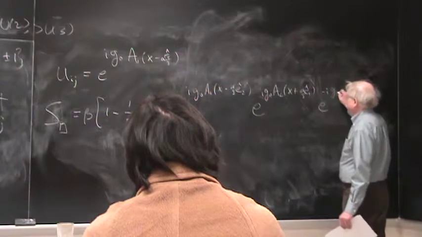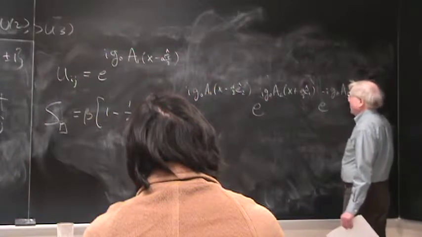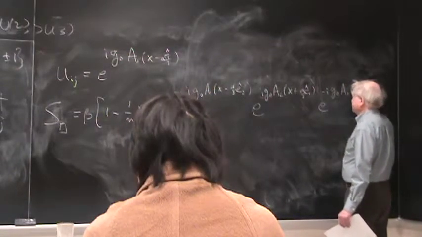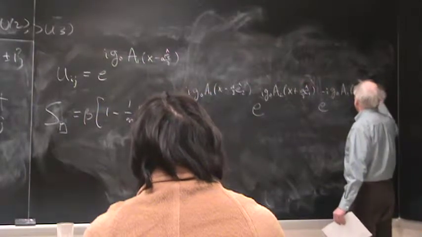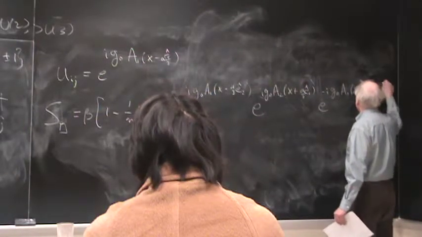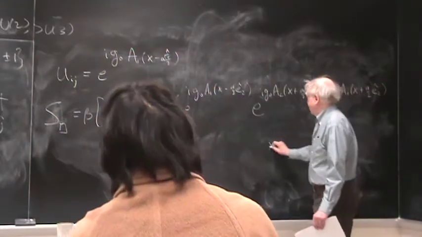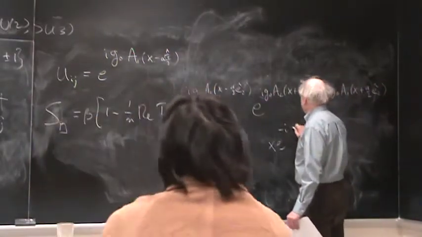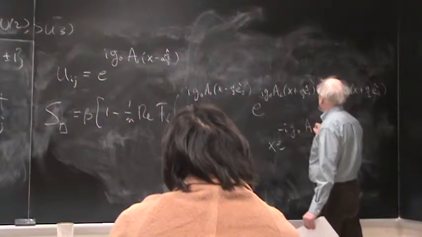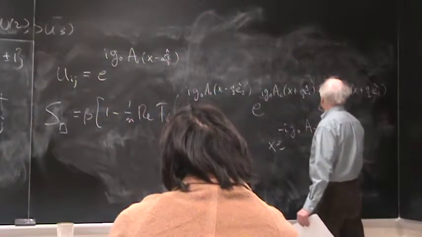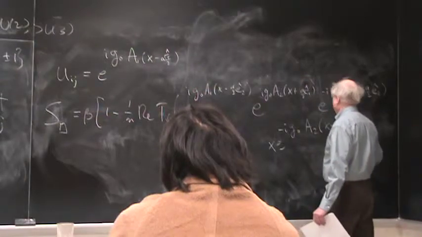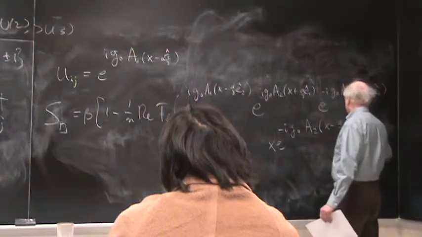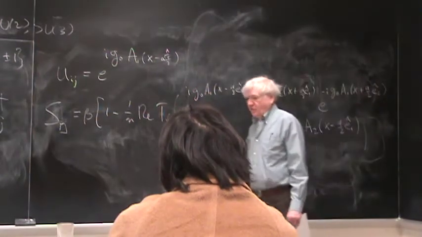Okay. Now you have e to the i g0 A1 of x plus a over 2 in the two direction, and then finally e to the minus i g0 A2 of x minus a over 2 e1 hat. Okay, so this is the plaquette formula.